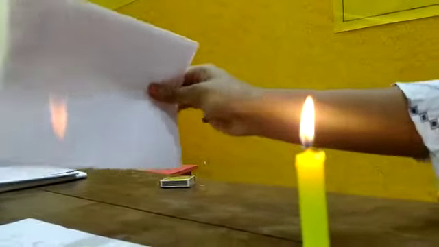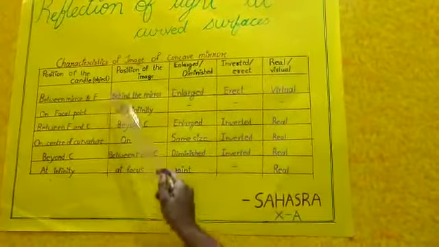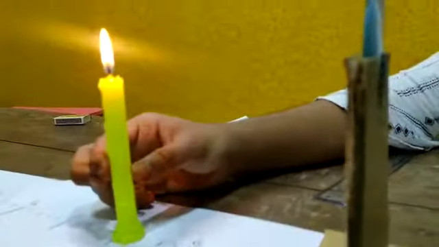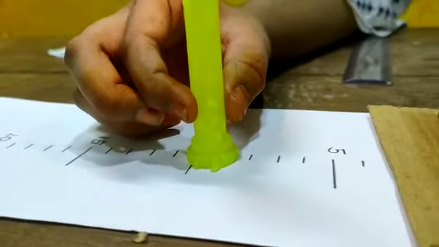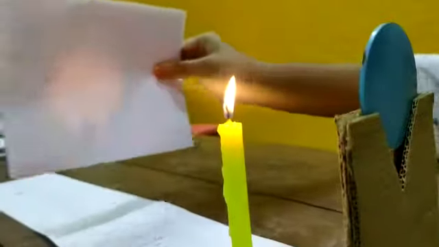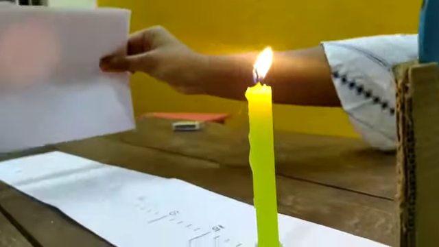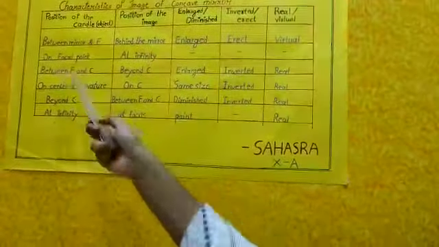Next, when the object is at focal point, the image will be at infinity. So let us keep the candle at focal point. 10 is the focal point. Now we will not get an image because the image will be at infinity, and there are no characteristics of this image.